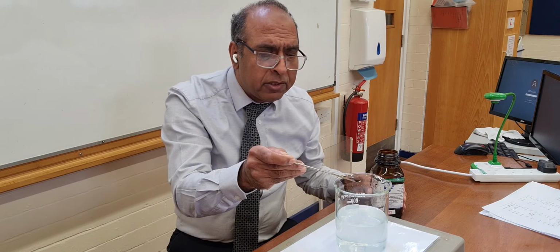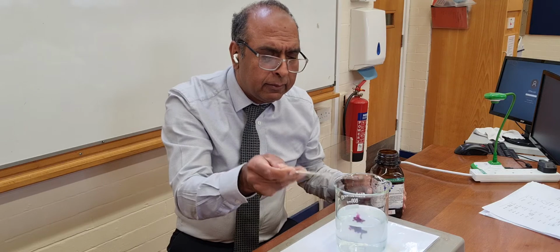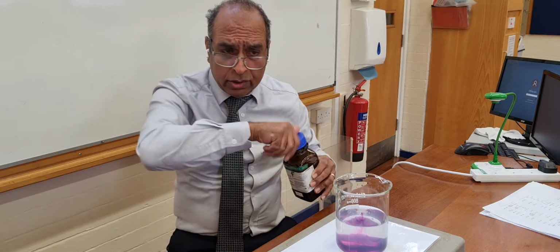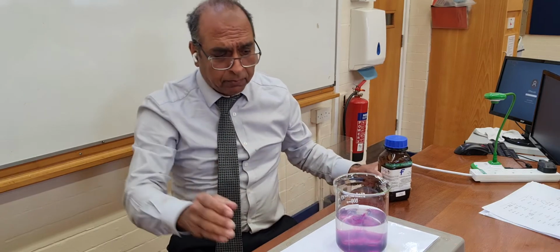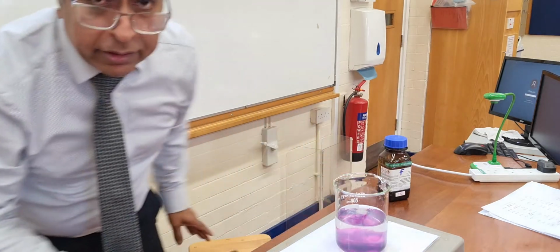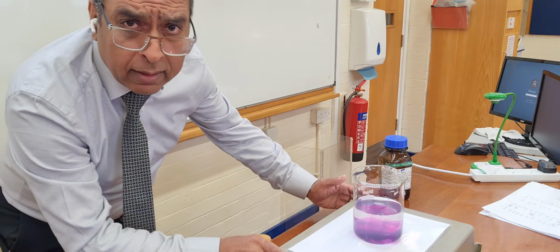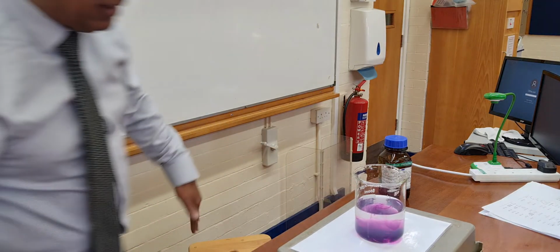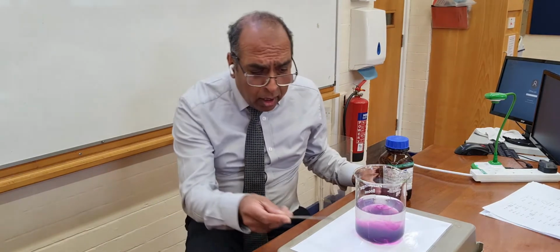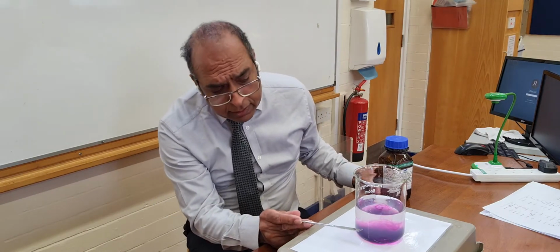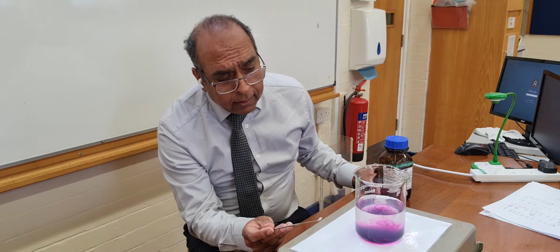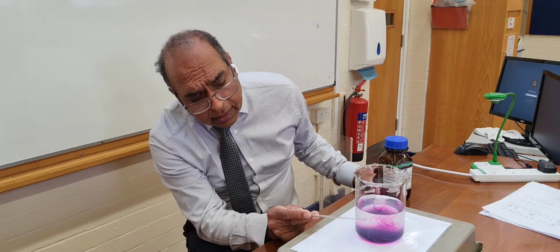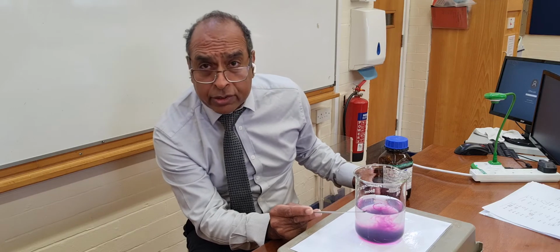If I just try and drop this in the middle and hope that it goes down to the bottom, I'm hoping you can see there. Let's move it a bit. I'm hoping you can see there that the purple colour has largely concentrated into the bottom of the beaker, and towards the top end of the beaker here is relatively colourless.